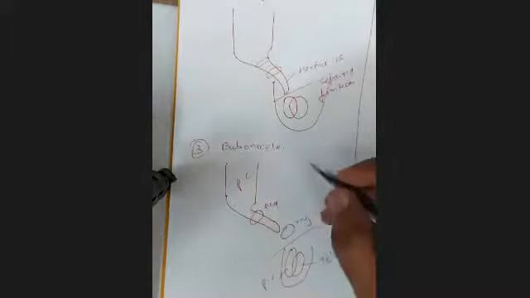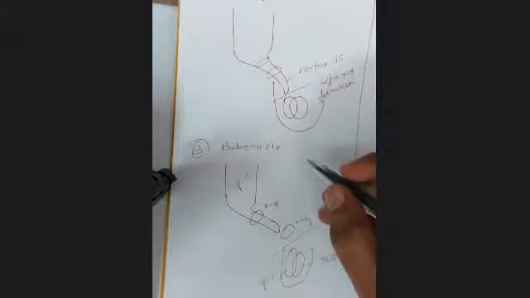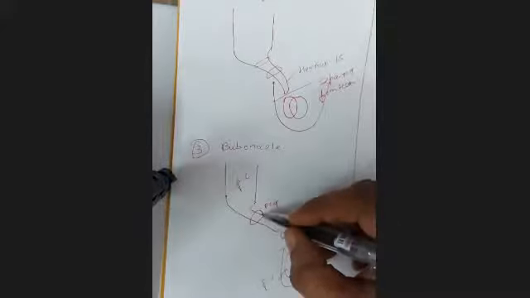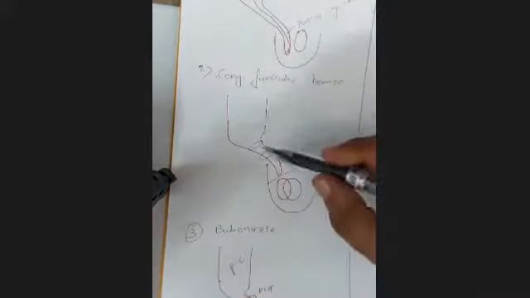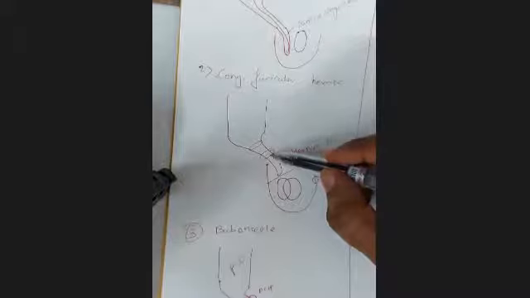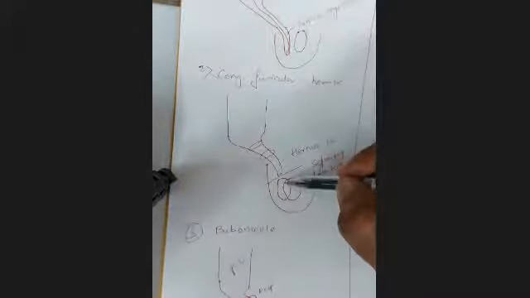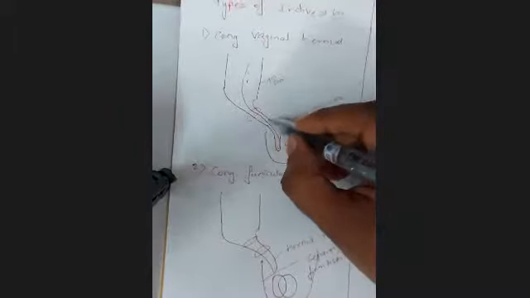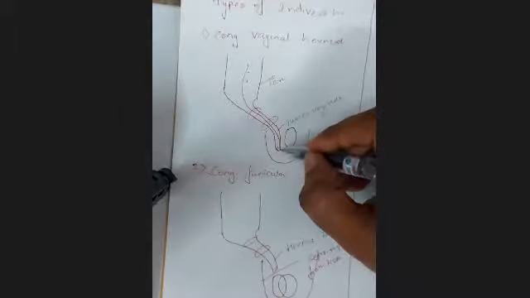So in bubonocele, the hernia remains restricted to the inguinal canal. Congenital funicular hernia passes through the inguinal canal, goes to the scrotum, but does not communicate with the tunica vaginalis. Congenital vaginal hernia passes through the deep ring, through the superficial ring into the scrotum and communicates with the tunica vaginalis. So these are the types of indirect hernia.